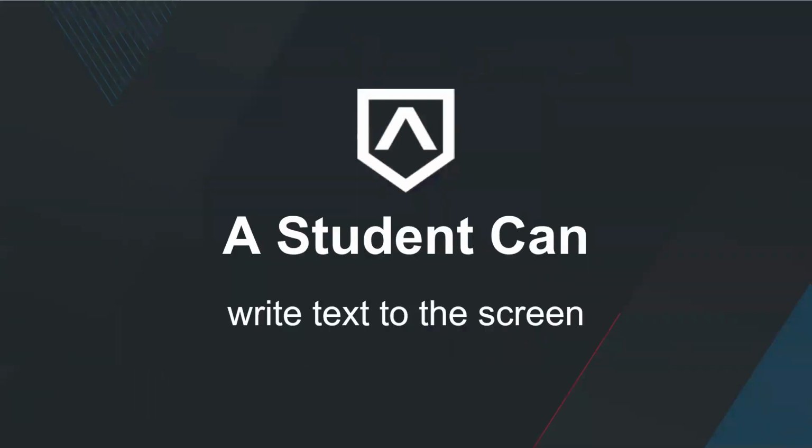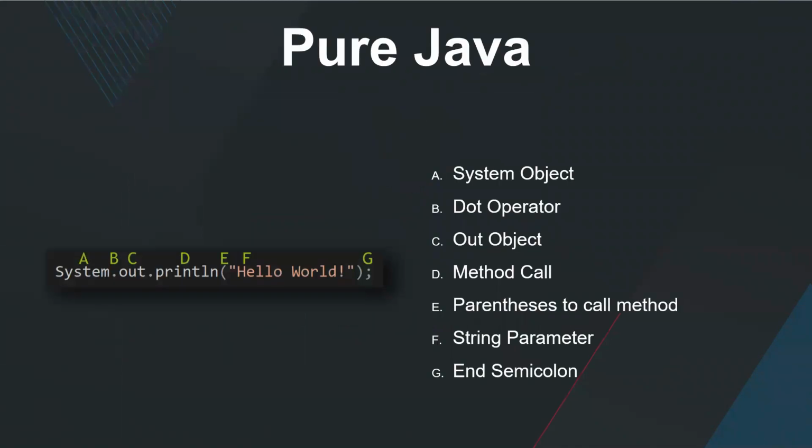So our next objective is that you can write text to the screen, both in pure Java and in Android, and they are different. First I want to say, you don't have to understand all of this completely right now. I really want to just plant the seed in your brain, and we'll go more in depth in each of these things during the intro course.